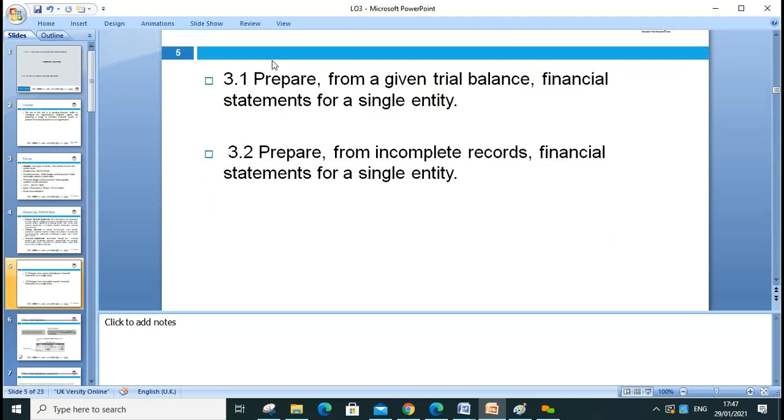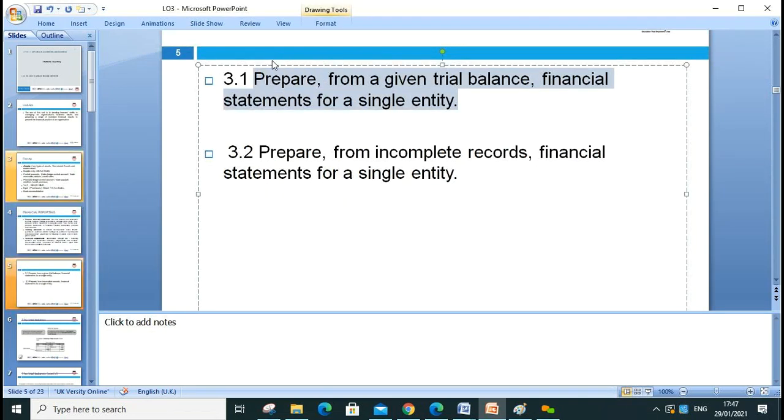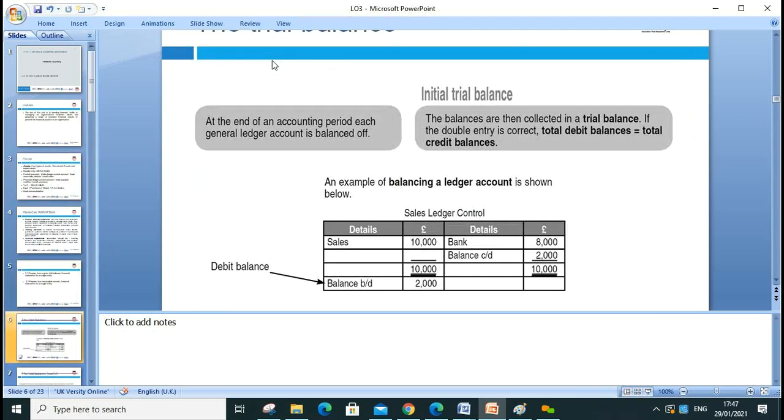We have our assessment criteria. Prepare the trial balance from the given data, which we can prepare. And then we can prepare the single entity financial statements. Single entity means one organization, not two organizations merged together, and we can prepare the consolidated. Okay, we will go through that.